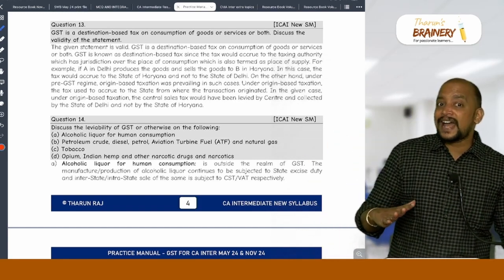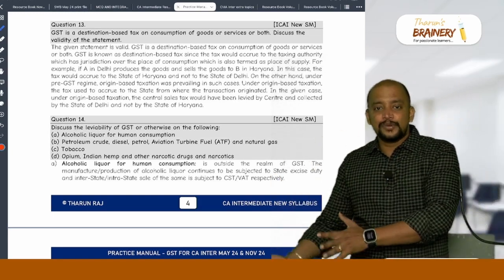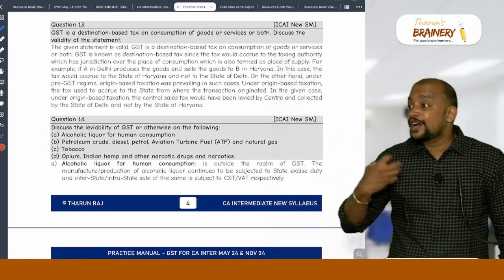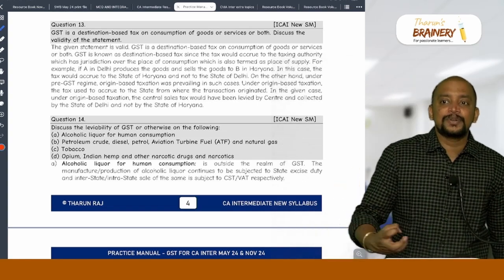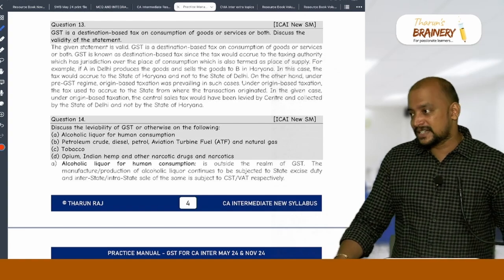Previously the tax was going to the originating state. Now the tax is going to the consuming state. So wherever the goods or services are consumed, in that state the tax goes. So that's why GST is called a destination based consumption tax.